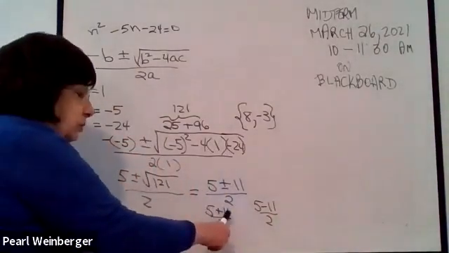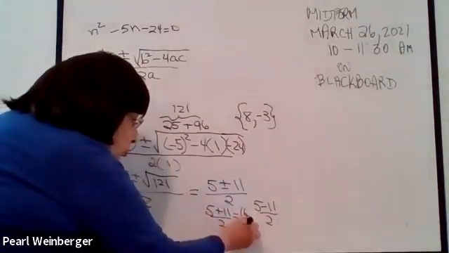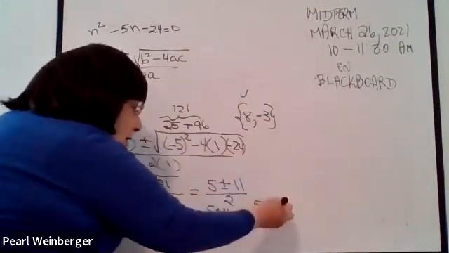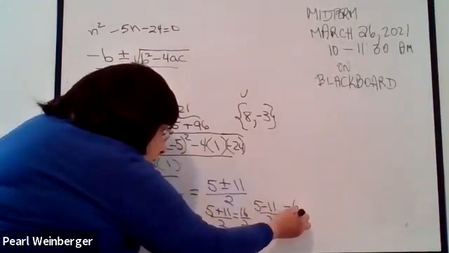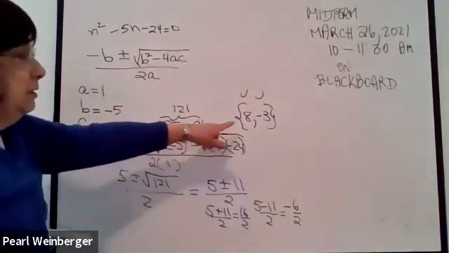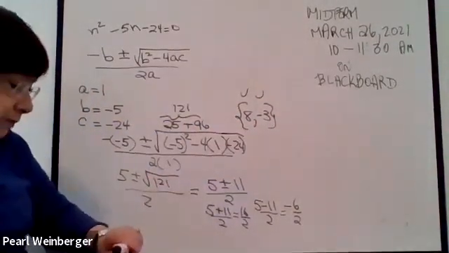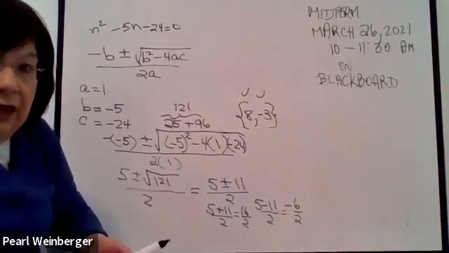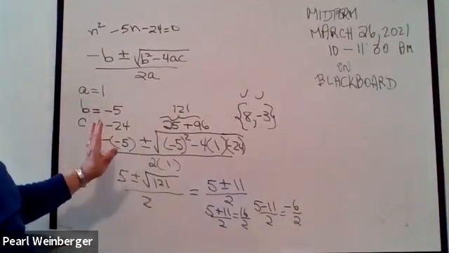Now the 5 plus 11 is 16 divided by 2. So that gives you the 8. And the 5 minus 11 is negative 6 divided by 2, which gives you the negative 3. And you get the same exact answers, 8 and negative 3. So that is how you solve a quadratic equation using the quadratic formula.